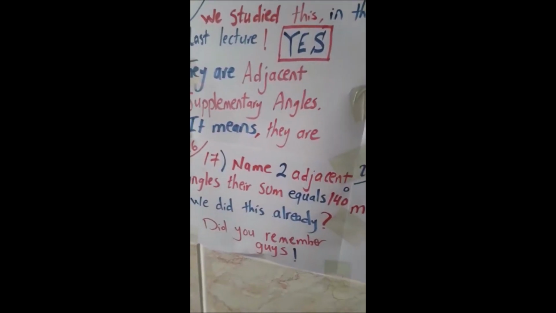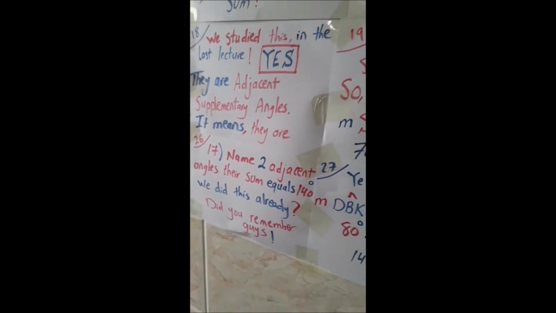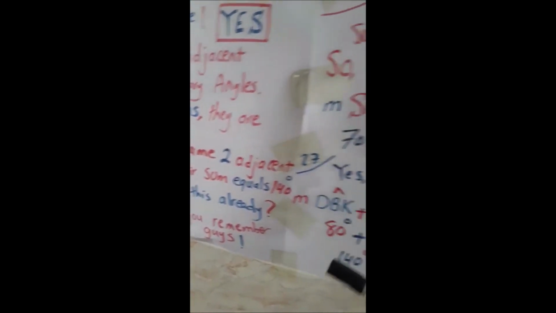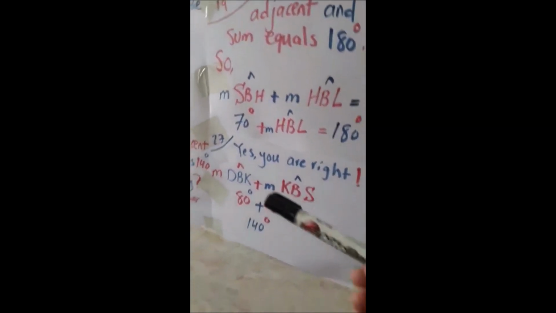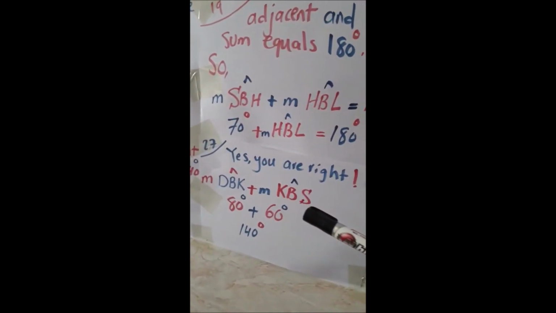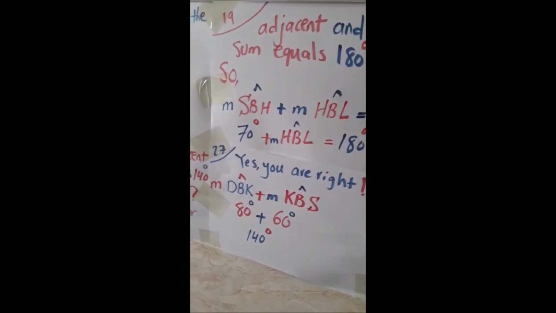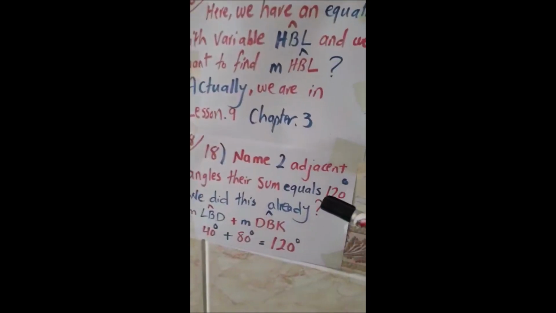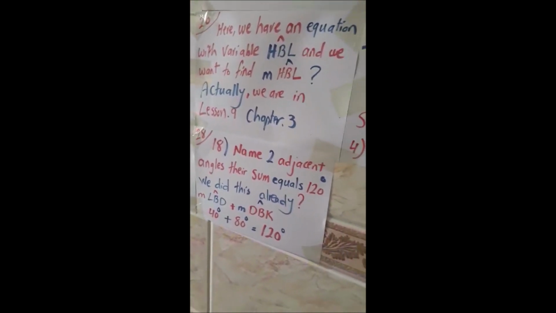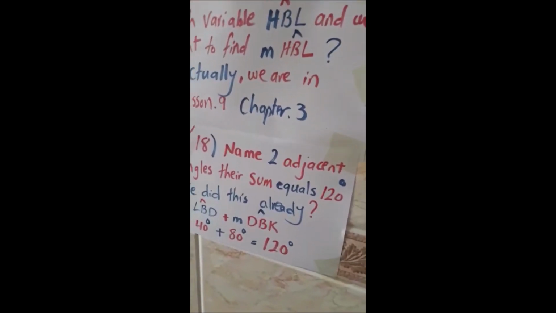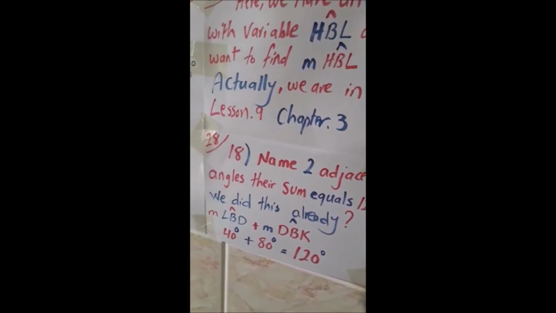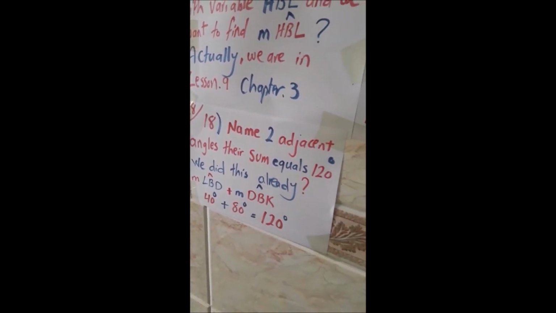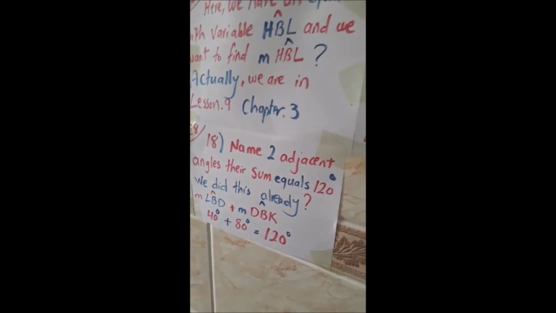Number 17, name two adjacent angles whose sum equals 140. Yes, you are clever. We did that already. Do you remember, guys? You are right: the measure of angle DBK plus the measure of angle KBS equals 80 plus 60, and it is 140. And the last question, number 18, name two adjacent angles whose sum equals 120. Also, we did that. Yes, you are clever, guys. That is the measure of angle LBD plus the measure of angle DBK, 40 plus 80 equals 120.